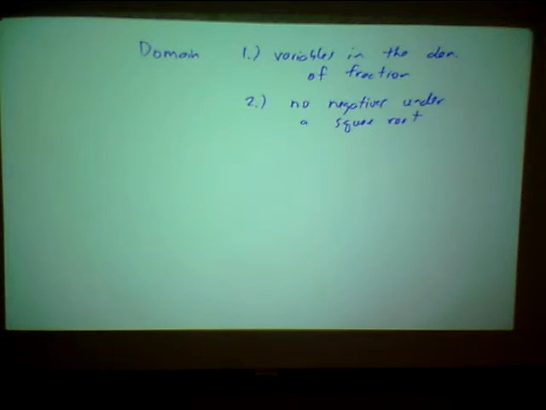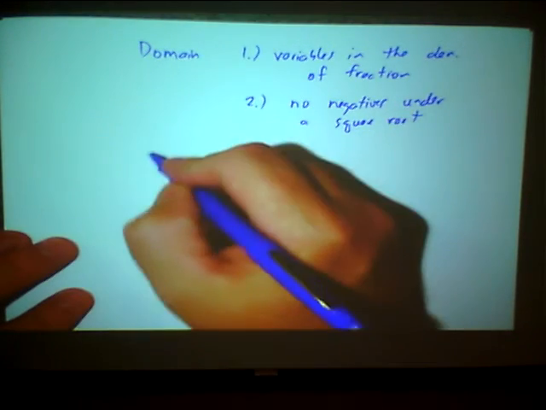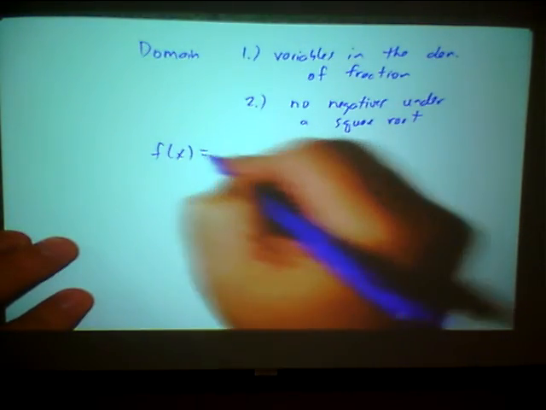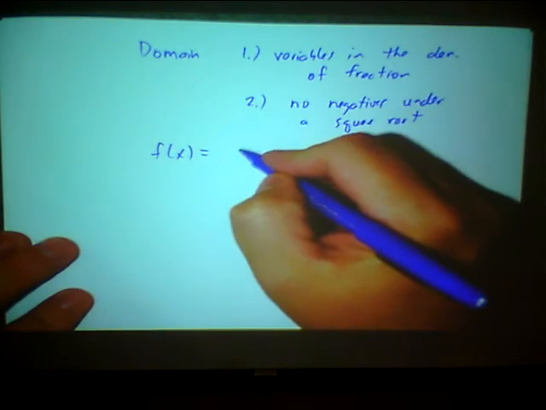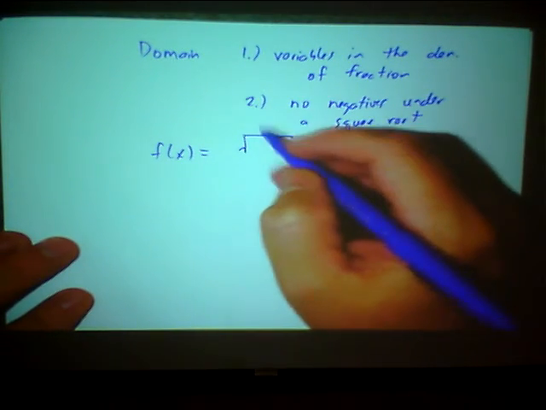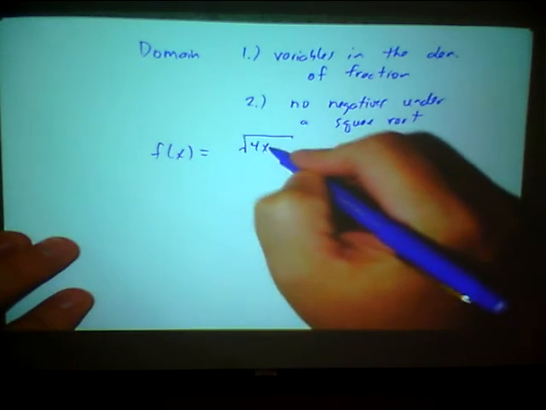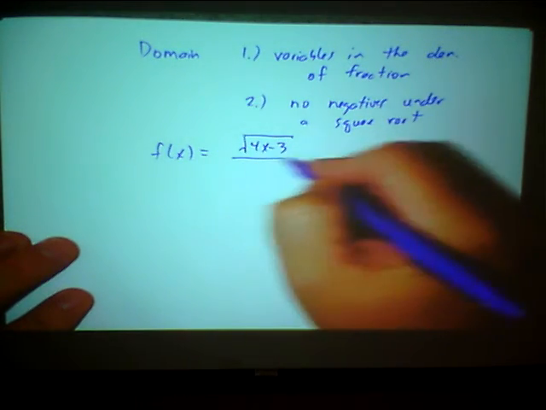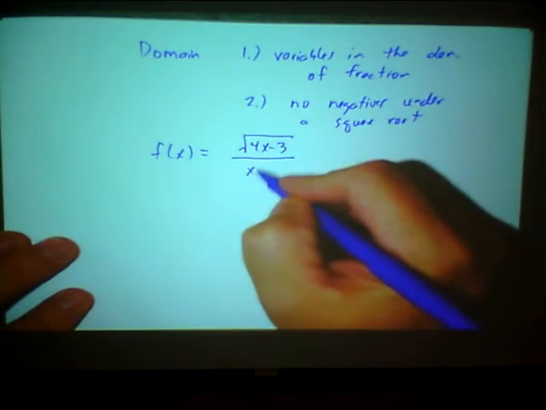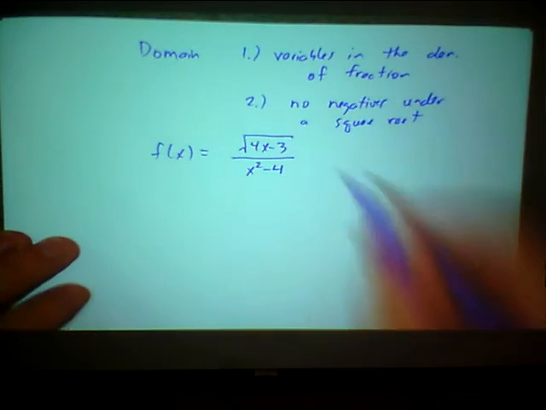So let's look at a function that sort of has some interesting aspects to it. F of x equals square root of 4x minus 3 over x squared minus 4.